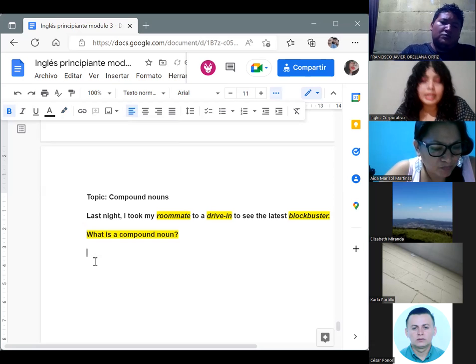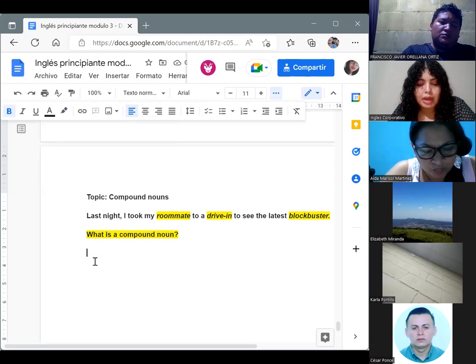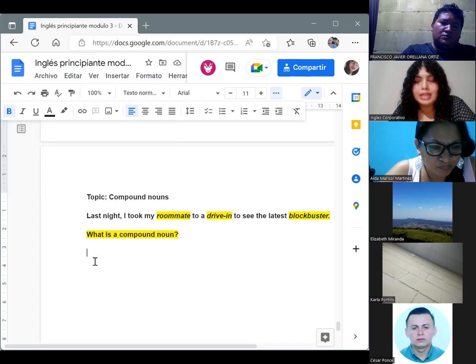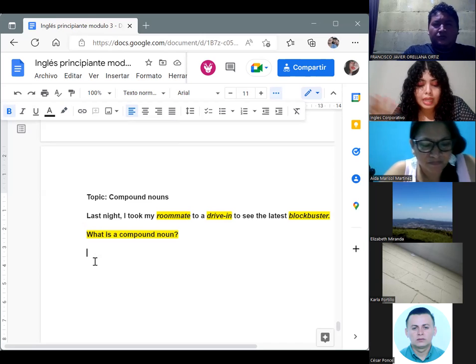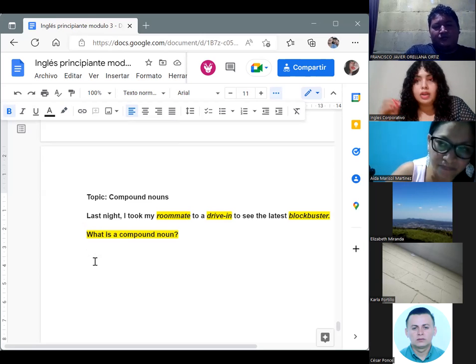So in this case, in grammar, a compound refers to a word that is made up of two or more existing parts or elements. And we have adjectives, we have verbs, we have prepositions, and also we have nouns. And it can all be described as a compound.